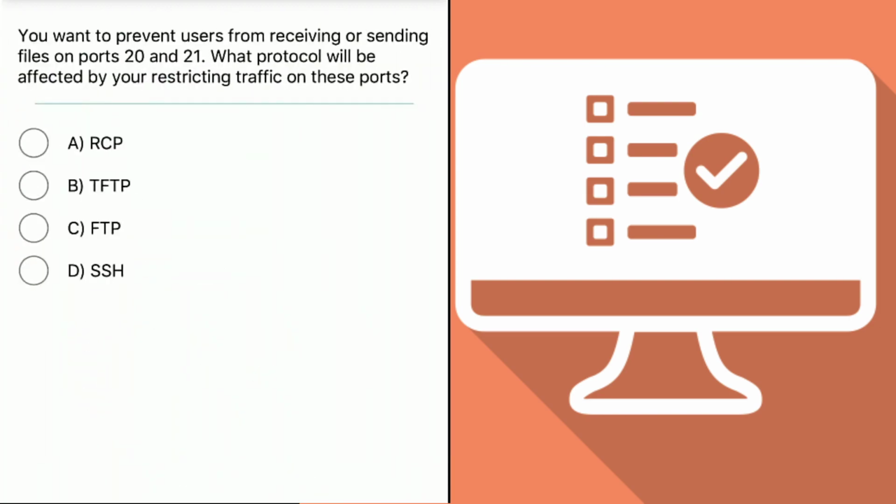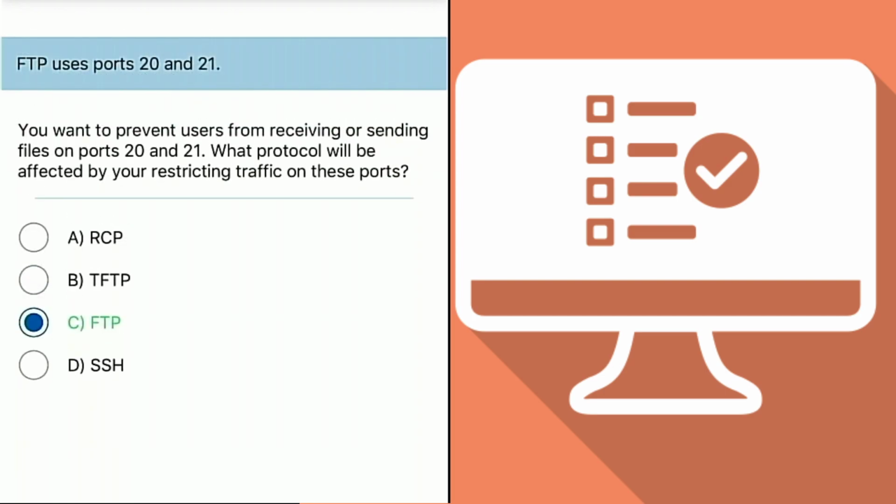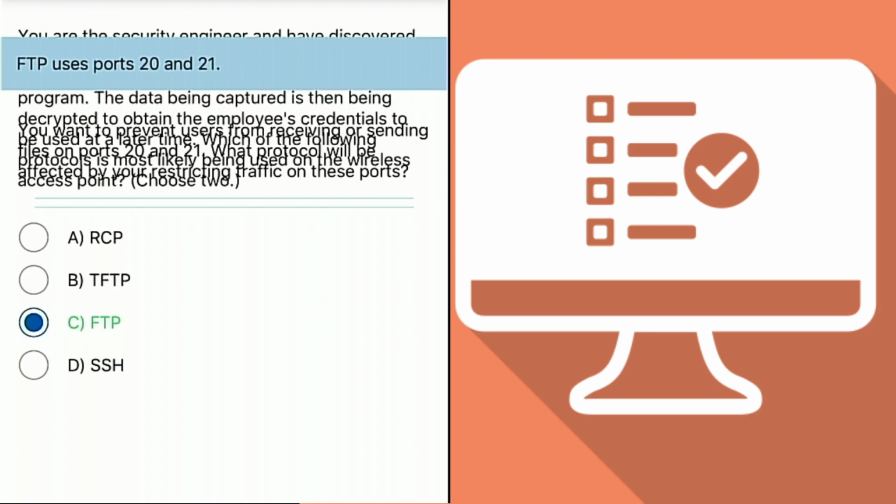certificate. Next question. You want to prevent users from receiving or sending files on ports 20 and 21. What protocol will be affected by restricting traffic on these ports? A. RCP. B. TFTP. C. FTP. D. SSH. Alright, if you choose C, I think that's correct. FTP uses ports 20 and 21.